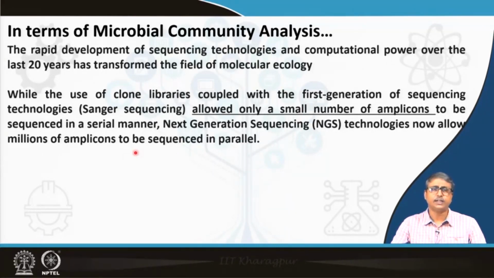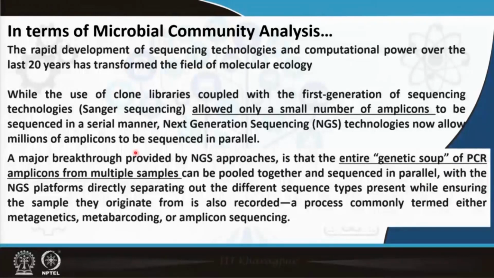In a normal Sanger sequencing based method, you need to sequence one by one. Even when we have a multiple capillary Sanger sequencing machine, only a handful of samples can be run at a time, compared to next generation sequencing, where millions of samples, amplicons, can be run together. Now a major breakthrough provided by the NGS approach is that the entire genetic soup obtained after the lysis of the cells from an environmental sample, or the PCR amplification from multiple samples, can be pooled together and sequenced in parallel.